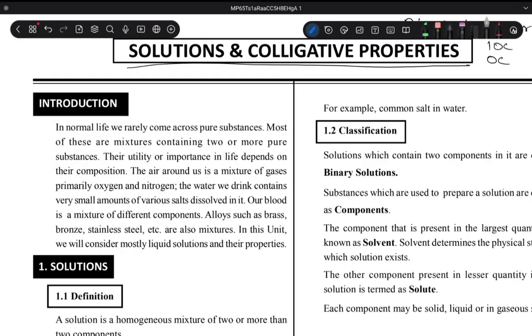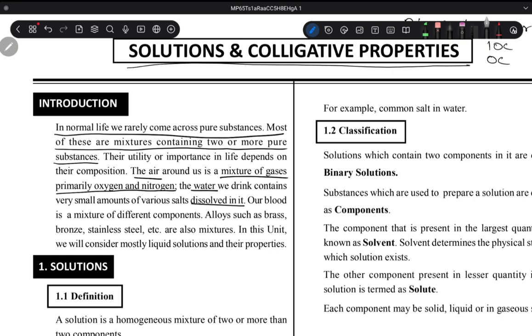Like in our daily lives, we almost never see pure things. Most of the things are mixtures containing two or more pure substances. Like most things you touch, breathe or eat are combinations of different parts. Example, the air. It isn't just one gas, it's a mixture of gases, primarily oxygen, nitrogen and different gases. Okay, our water, it isn't just H2O, it has tiny amounts of minerals and salts dissolved in it.